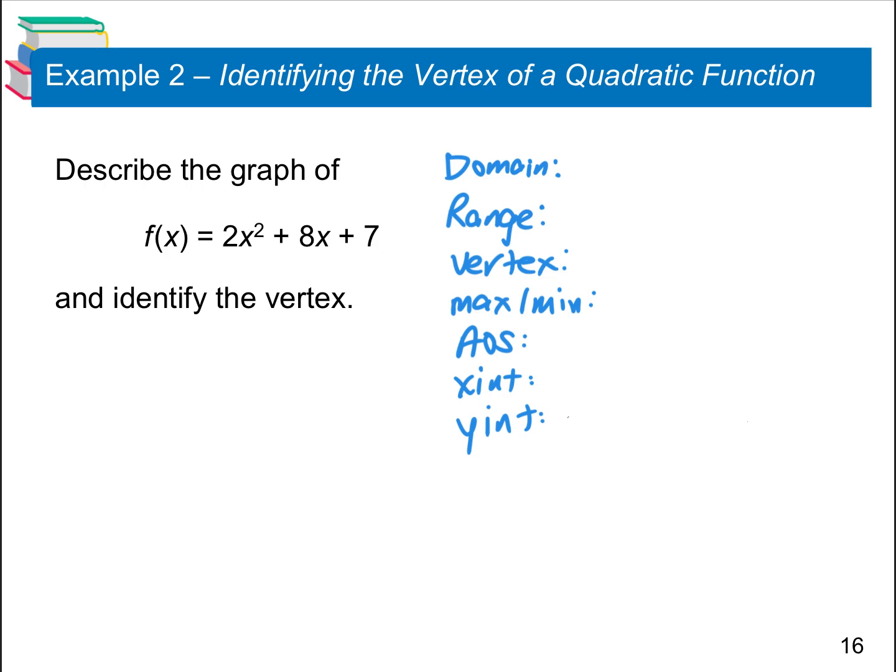How do you know it's quadratic? What's the highest exponent? 2. Okay, so you know it's quadratic. So what's the domain for every single quadratic we're going to talk about this chapter? Negative infinity to positive infinity. If you don't get anything right, please get that part right.